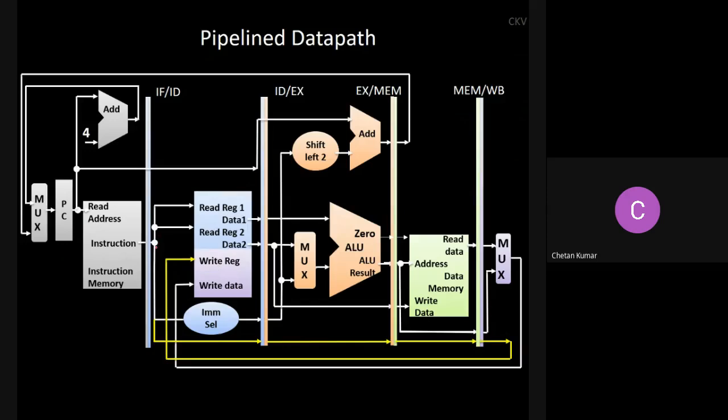So the write register number is not directly connected from the IF/ID stage itself. The write register number has to go through the pipeline registers along with the instruction, and then in the write back stage, where you'll be writing, that is where you have to sample that write register number and reroute it back to the write register pin of your register file. So this is one very important point.